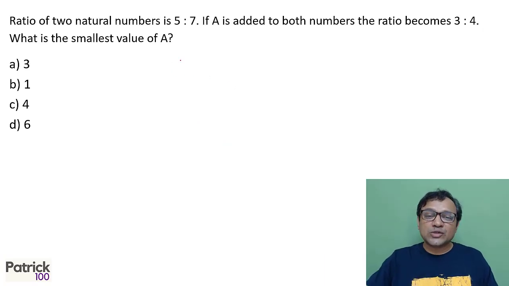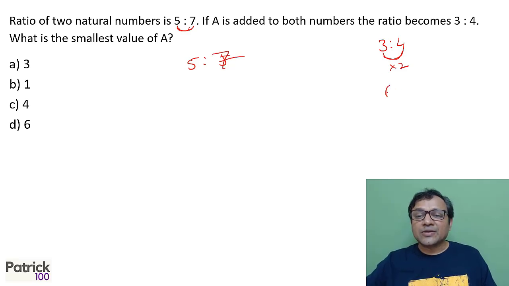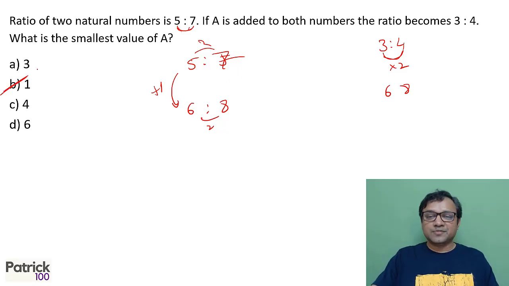The ratio of two numbers is 5:7. If A is added to both the numbers, it becomes 3:4. What is the smallest value of A? The thing to do here is make the difference the same. The difference between 5 and 7 is 2. Make this difference also 2, so multiply by 2. You will get 6 and 8. Now check how much you have to add. You have to add only 1 to make it 6 and 8. So the answer is B, option 1.